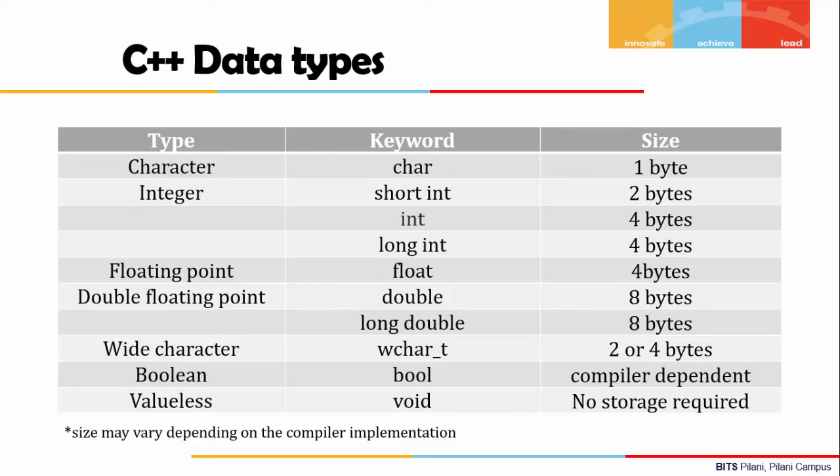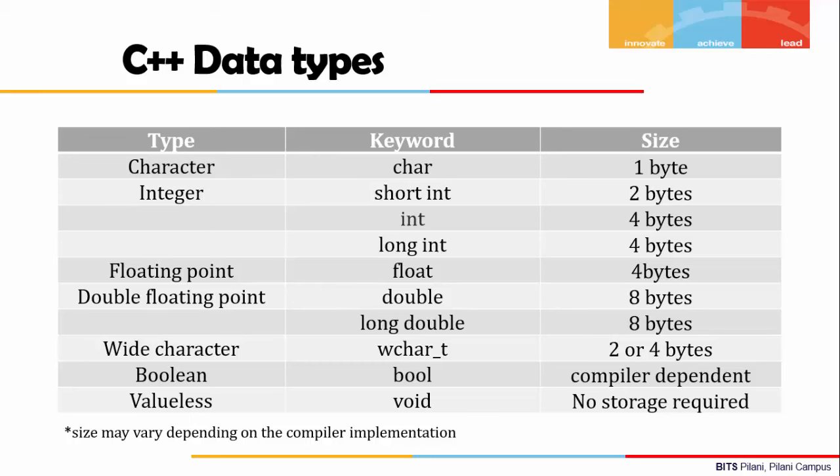Now we have double floating point, where the digits of precision is 15 but the size is 8 bytes. Similarly, long double has a precision of 18 digits and size of 8 bytes. In addition to the char data type, C++ provides another data type, wchar_t, which is used to store 16-bit byte characters. The bool data type can hold only boolean values, which is either true or false.